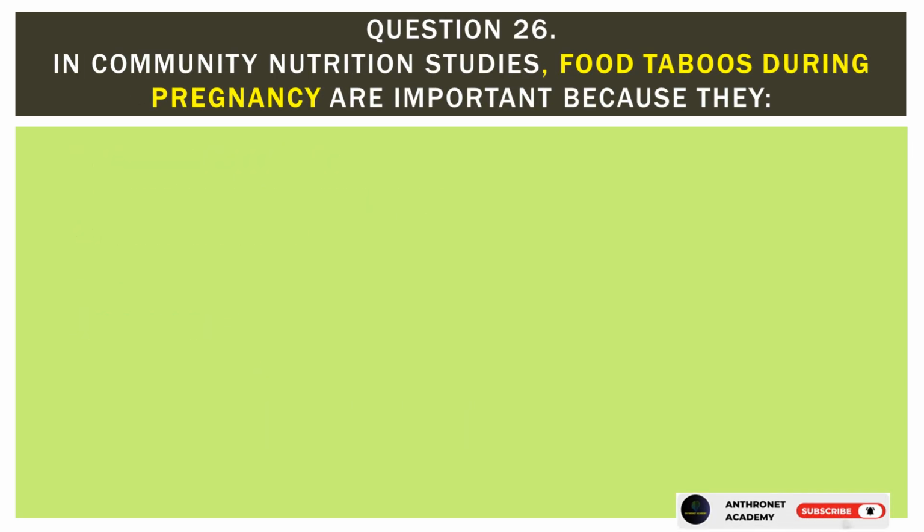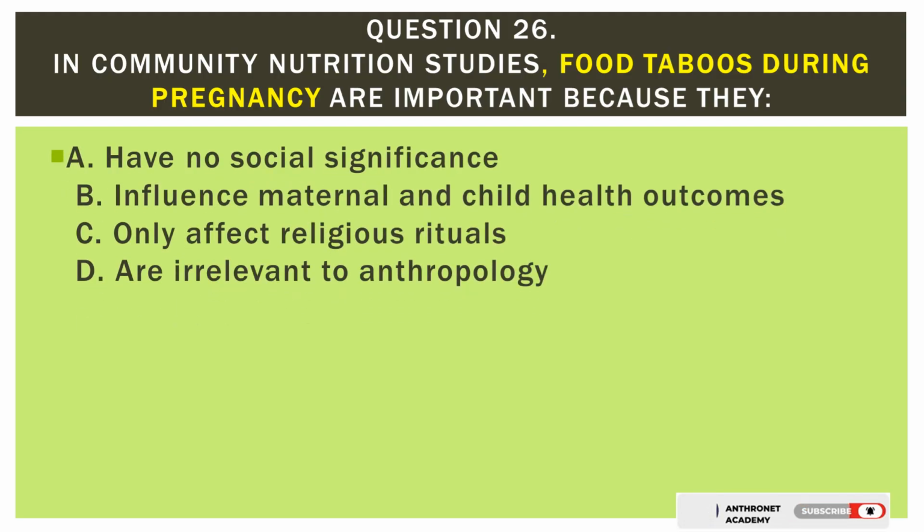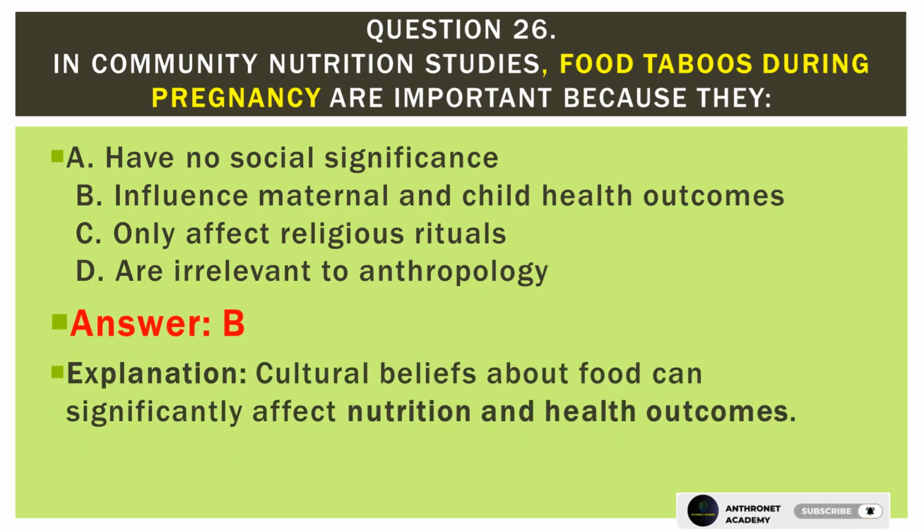Question 26. In community nutrition studies, food taboos during pregnancy are important because they: A. Have no social significance. B. Influence maternal and child health outcomes. C. Only affect religious rituals. D. Are irrelevant to anthropology. Answer: B. Explanation: cultural beliefs about food can significantly affect nutrition and health outcomes.